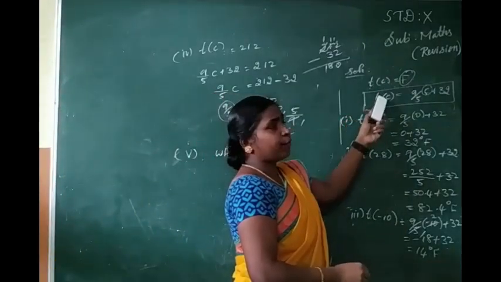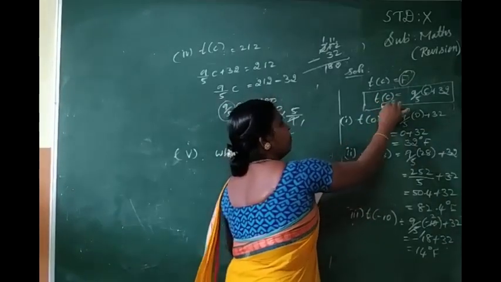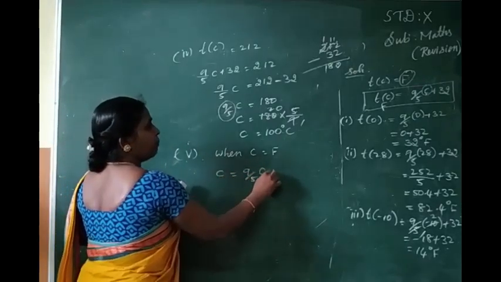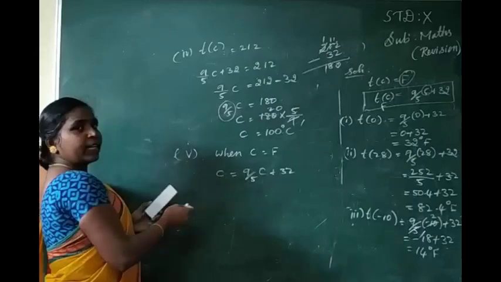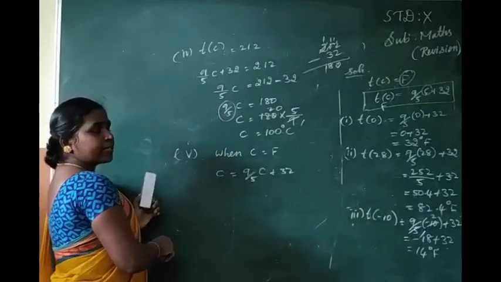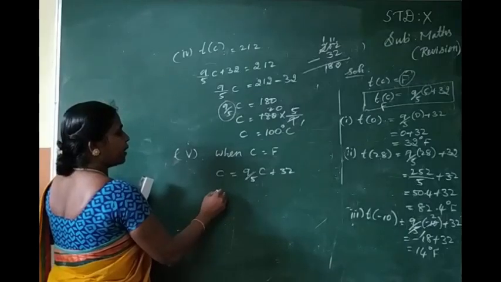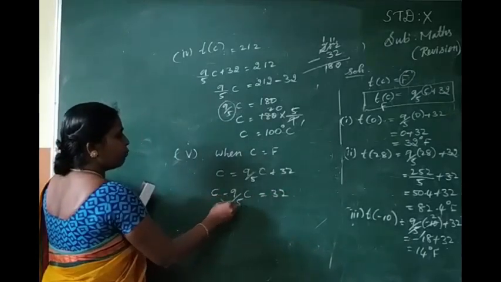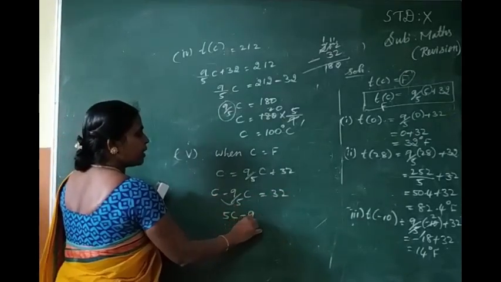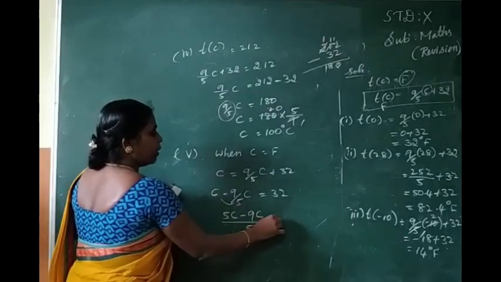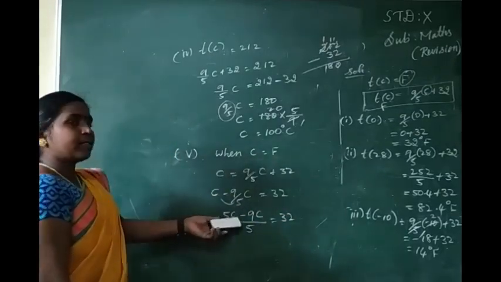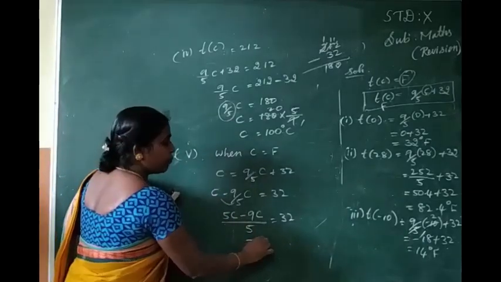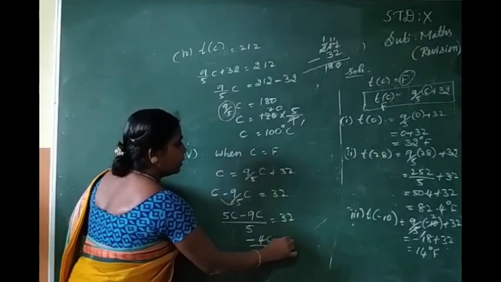T of C means F. What's the meaning of T of C? T of C means F. So instead of F, I am writing C. So C equal to 9 by 5 C plus 32. I told you, instead of C you can take F, otherwise we can take T or X, anyone. Okay? Now you take 9 by 5 C to the left hand side. C minus 9 by 5 C equal to 32. Take the LCM there. 5 into C, 5C minus 9C divided by 5 equal to 32. Now 5C minus 9C, the bigger is negative, so 9 minus 5 is 4. Minus 4C by 5 equal to 32.